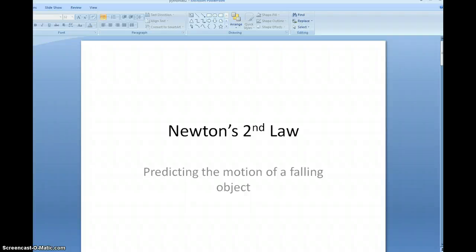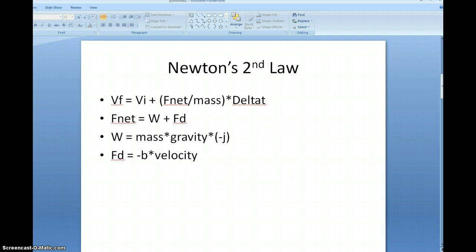In this lab, we will be considering Newton's second law to predict the motion of a falling object. We know that Newton's second law says the final velocity of an object is equal to its initial velocity plus a net force times delta t. In order to predict a falling object's velocity, the net force will be non-zero, and the net force will be equal to a weight force plus a drag force.